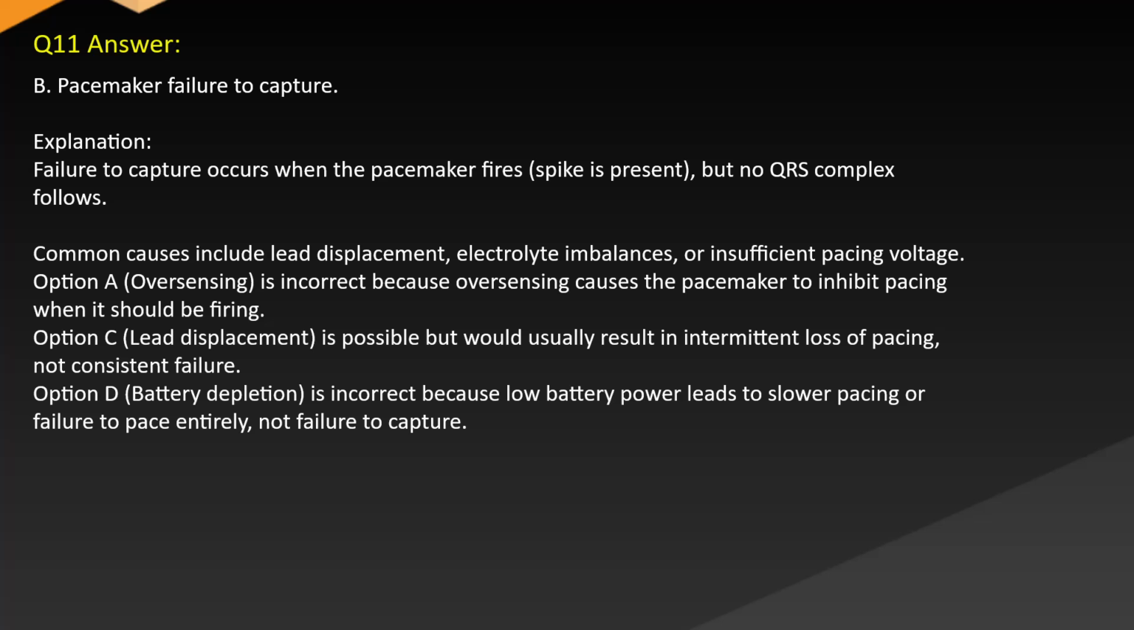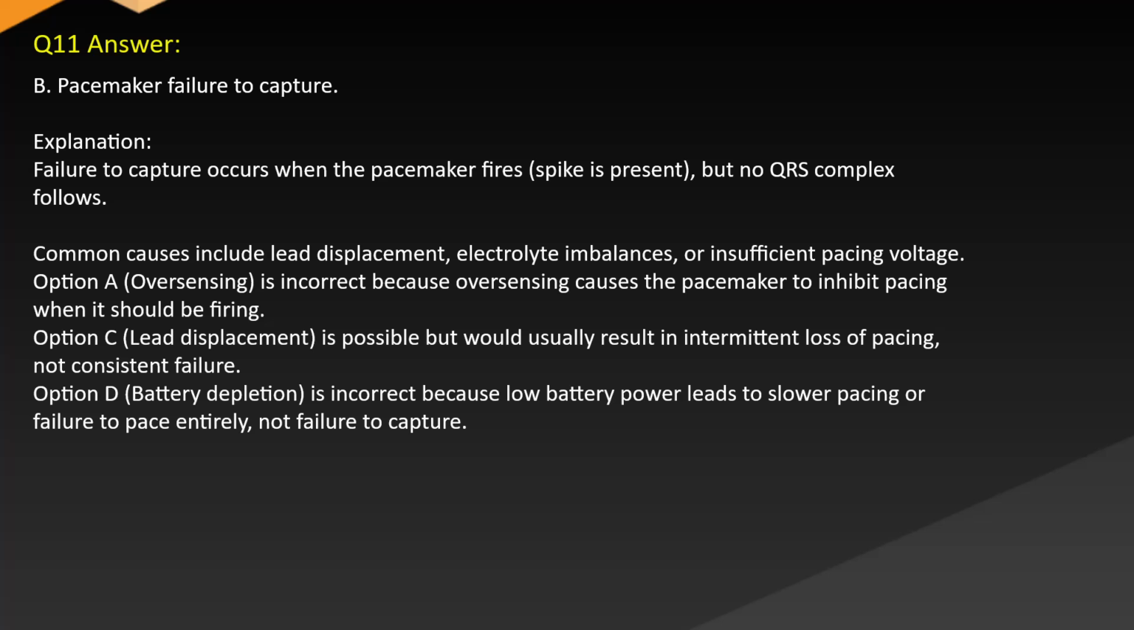Answer: B. Pacemaker failure to capture. Explanation: failure to capture occurs when the pacemaker fires, a spike is present, but no QRS complex follows. Common causes include lead displacement, electrolyte imbalances, or insufficient pacing voltage. Option A, oversensing, is incorrect because oversensing causes the pacemaker to inhibit pacing when it should be firing.